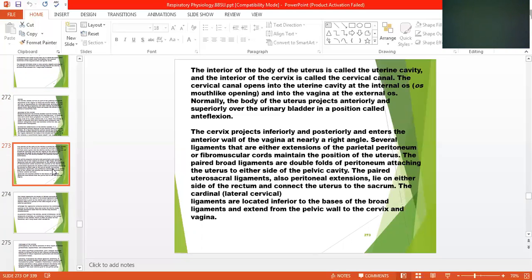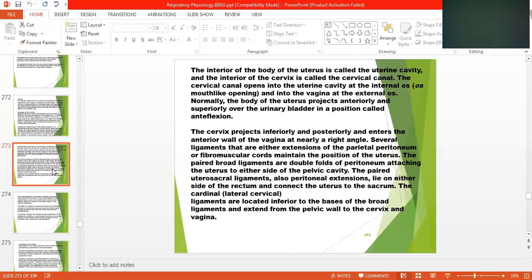The interior of the uterus is called the uterine cavity, and the interior of the cervix is called the cervical canal. The cervical canal opens into the uterine cavity at the internal os, and into the vagina at the external os. Os means opening, the mouth, a mouth-like opening. Normally, the body of the uterus projects anteriorly and superiorly over the urinary bladder in a position called anteflexion. The cervix projects inferiorly and posteriorly and enters the anterior wall of the vagina at nearly a right angle.